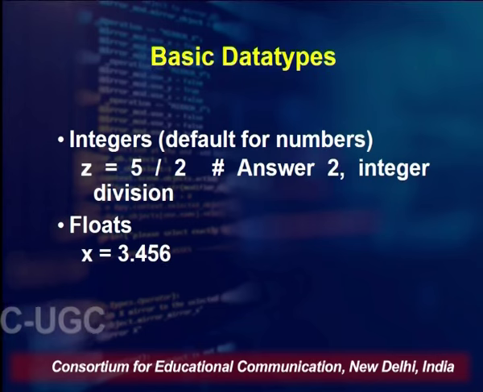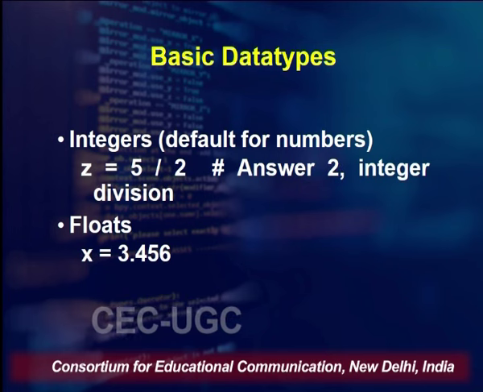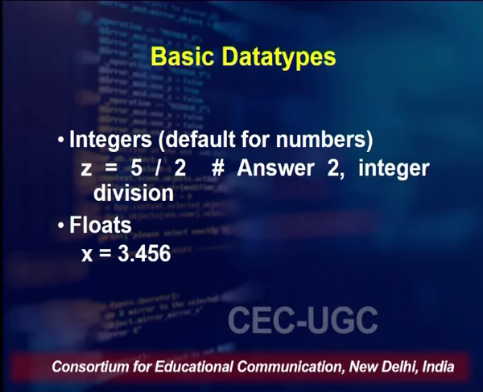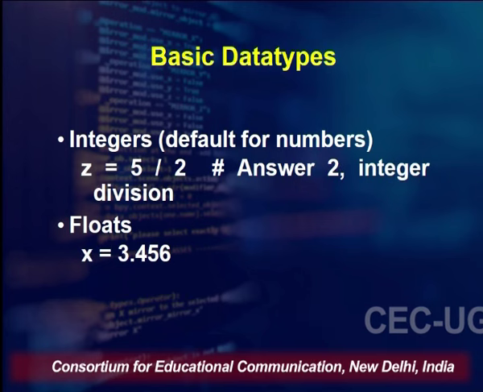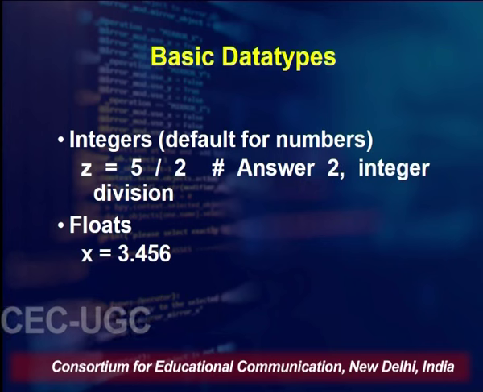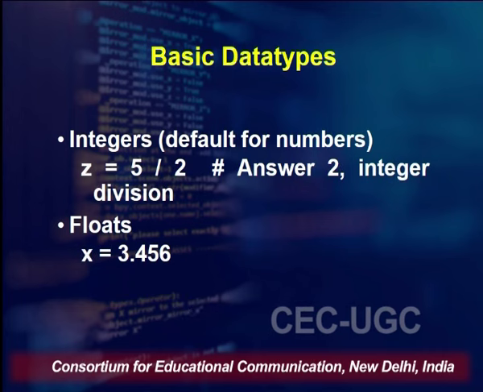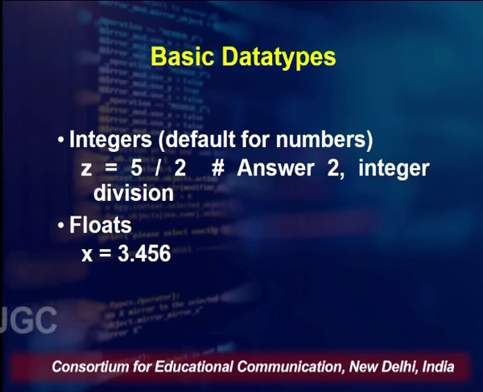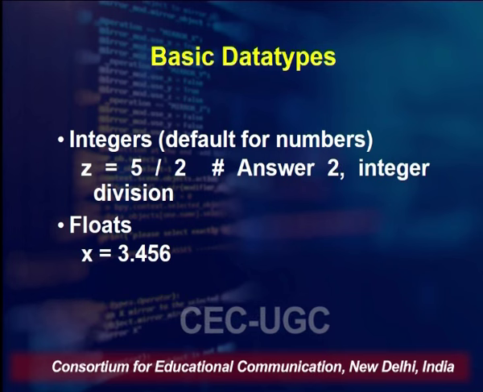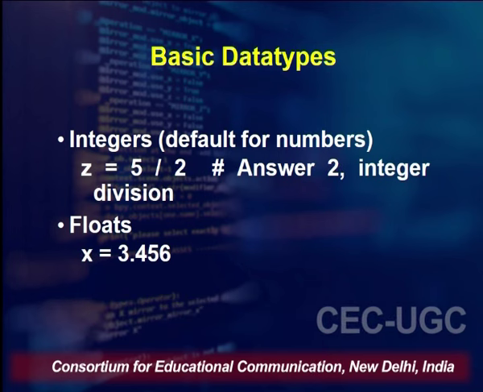So, integer data type is actually the default for all numbers. You can have a whole number or you can have a floating point number, both can be saved using the integer. We also said that you do not have to declare a variable before, or typecast a variable in case of Python. So, therefore, you can directly use a variable without declaring its type.